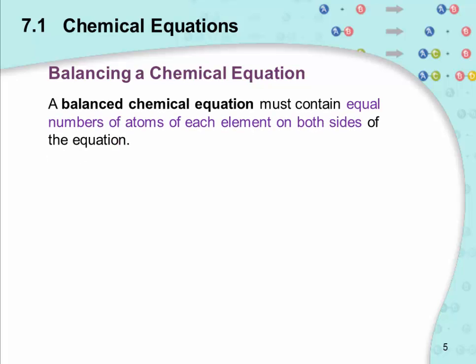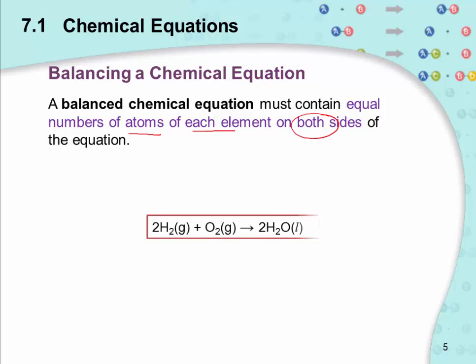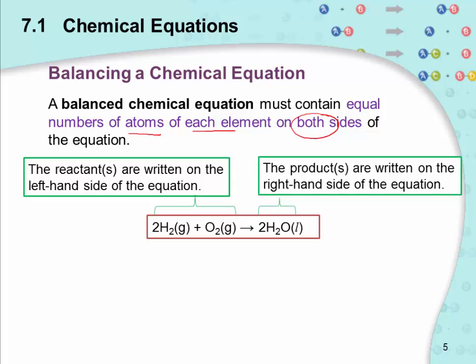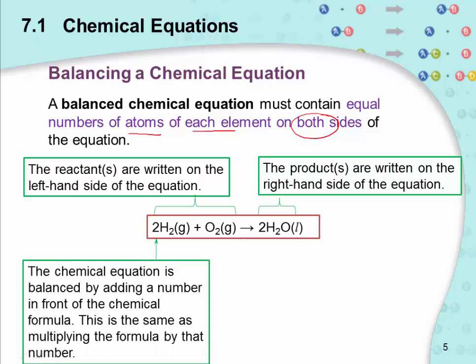So, balancing a chemical equation. A balanced chemical equation must contain equal numbers of atoms of each element on both sides of the equation. For example, these are reactants, H2 and O2, on the left hand side, and this is a product written on the right hand side. A chemical equation is balanced by adding a number in front of the chemical formula. For example, if I need to have 4 hydrogen, I put 2 times 2 is 4 hydrogen in total.